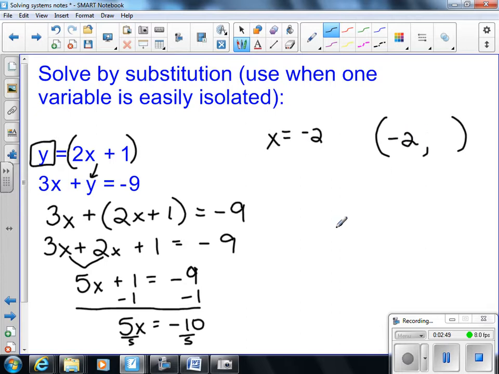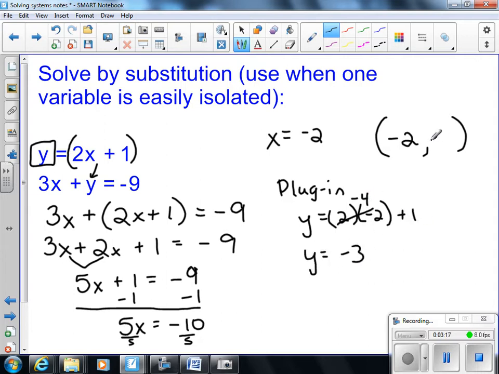It's negative 2. Now, how do you think I'm going to find the y? Plug it in, plug it in. So I'm going to go plug this back into my original because y is already isolated. So now we do the plug-in part. I'm going to take y is equal to 2 times, and we know that x is going to be a negative 2, plus 1. Negative 4 plus 1 gives you y equals negative 3. So my solution to this system of equations is negative 2, negative 3.